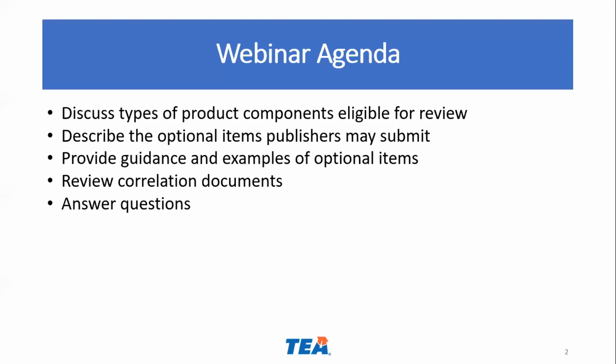Today's webinar is focused on discussing the types of product components eligible for review. This is based on many questions we have on the difference between proclamation and understanding what quality reviewers will be looking at. We'll also describe the optional items publishers may submit and provide some guidance and examples of these optional items. And then we'll have an opportunity to return to correlation documents with Amy Williams here to help answer. And throughout the webinar, we'll be able to respond to questions that you may have.